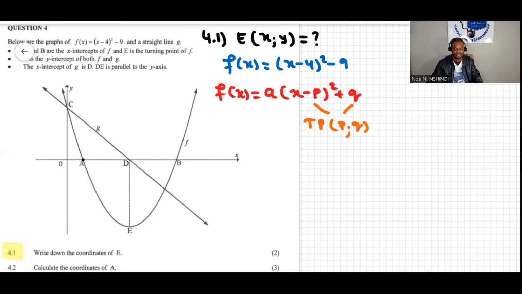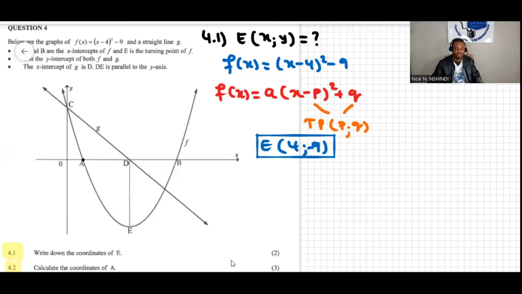So in this situation, the coordinates of the turning point E are positive 4 and negative 9. So E is 4, negative 9. Let me write that here: E is 4, negative 9, and then the following question is question 4.2.